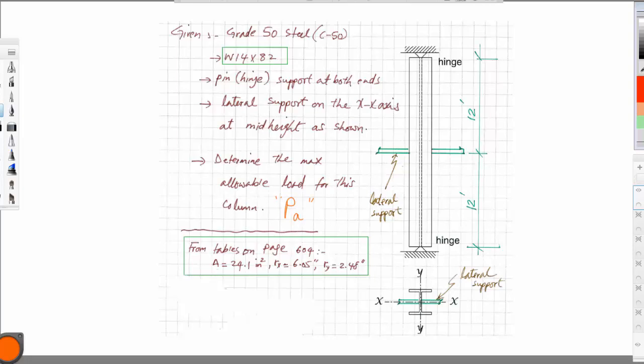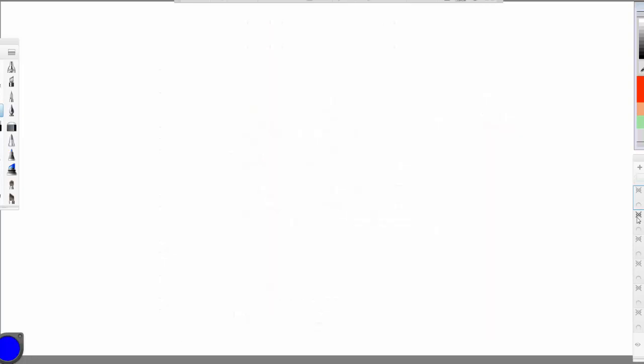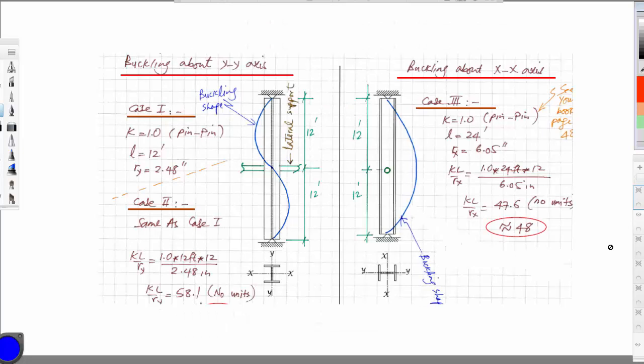If you look at this, this is the side elevation, and this is the top elevation. From the top elevation, you see the lateral support is only in the x-axis. So we'll go about the same steps that we followed in the design. Step number one is we'd like to see what is the buckling shape of this column, and we do this by doing the buckling cases study.